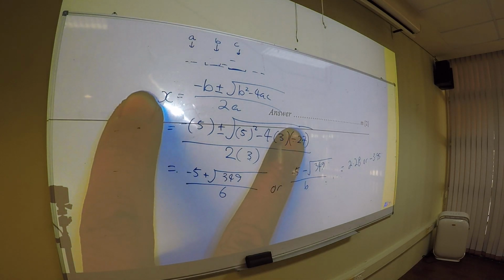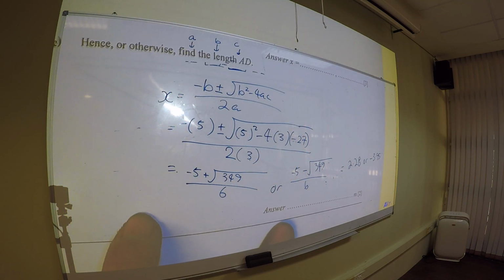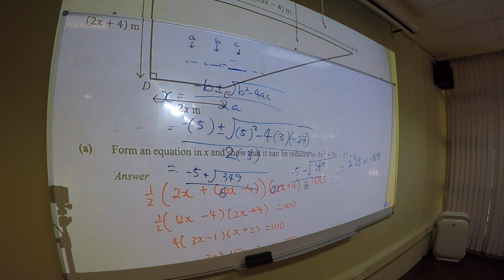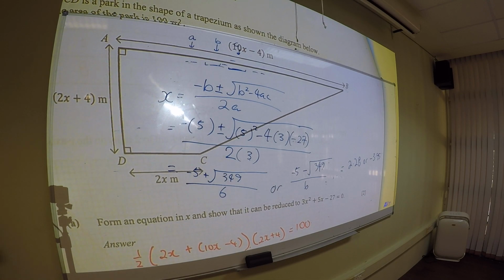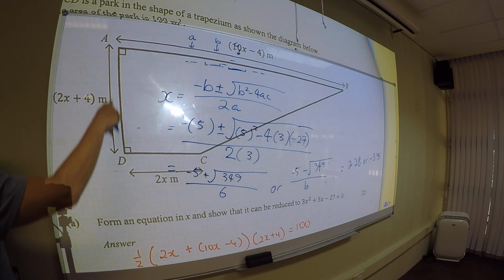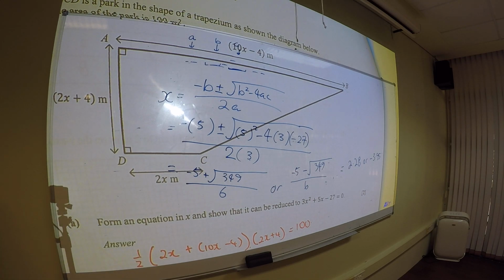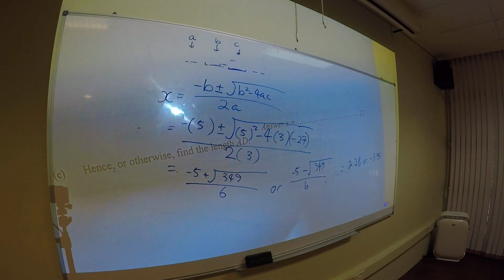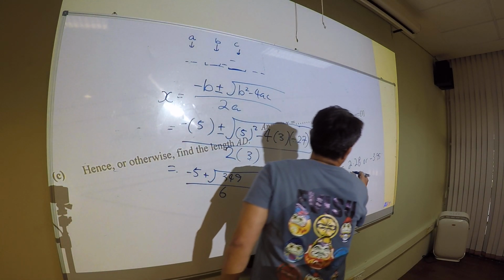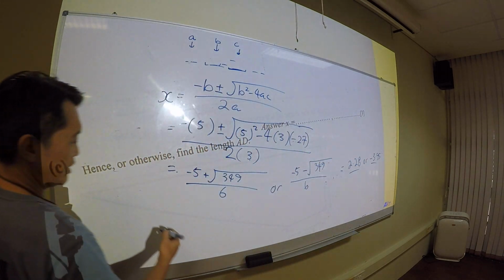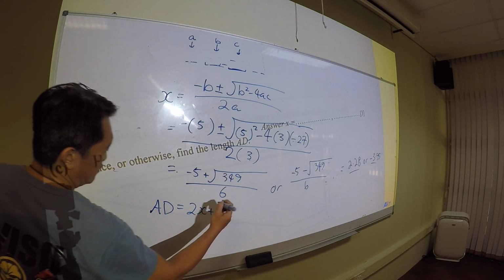Hence or otherwise find the length AD. So you want to find the length of AD. Let us go back to the picture. AD is here. Okay? And AD is 2x plus 4. So at first you don't know what is x. But after you do this, you know your x is either this or this already. Then you will be able to find AD is equal to 2x plus 4.